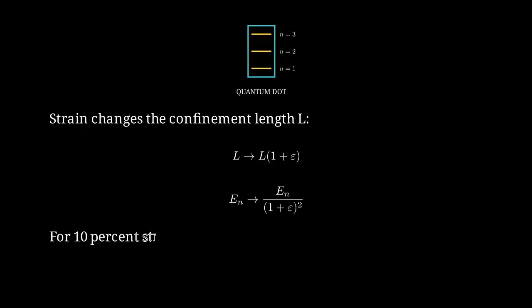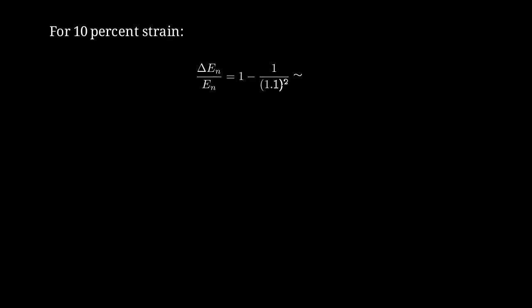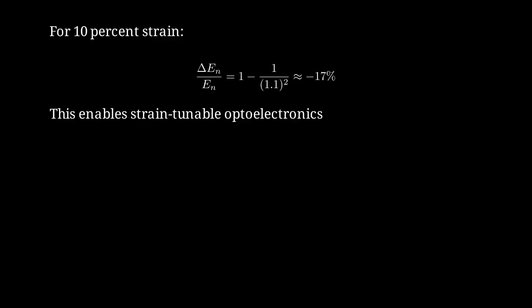For a typical 10% strain, the fractional energy change is 1 minus 1 over 1.1 squared, giving approximately minus 17%. The energy levels drop significantly. This huge energy shift enables strain-tunable quantum dots, where mechanical deformation controls optical emission wavelength.